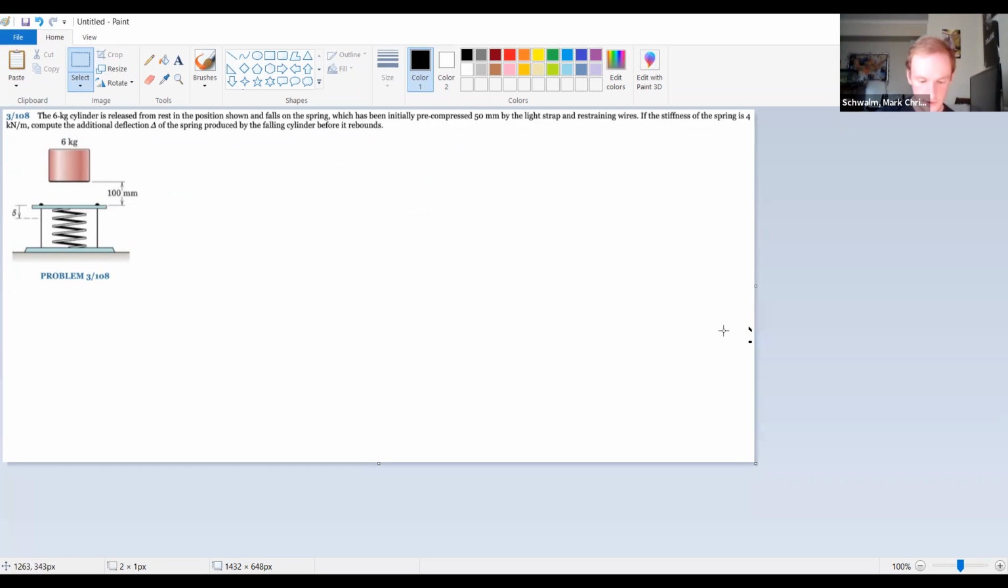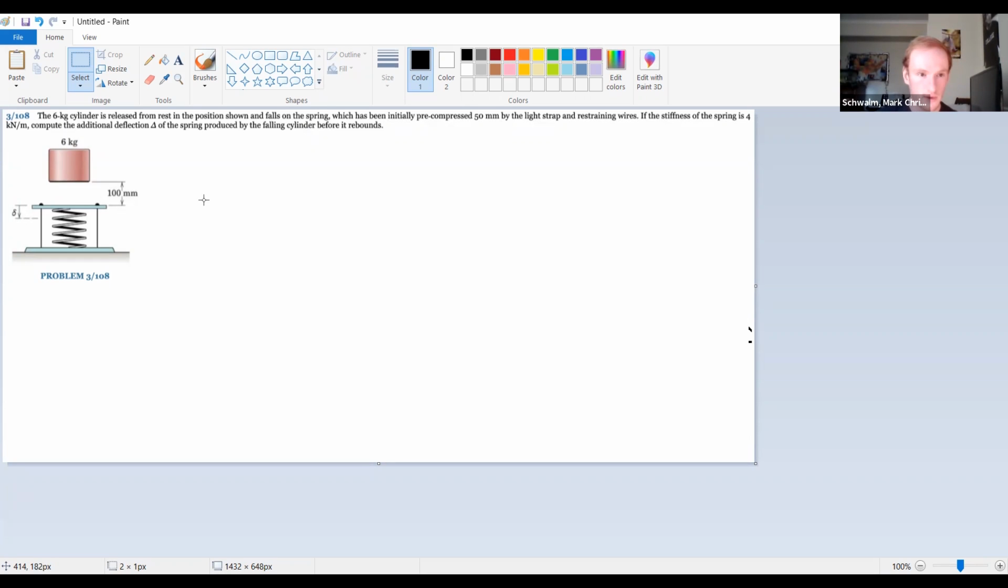All right, so we're going to go ahead and read this. The 6-kilogram cylinder is released from rest in the position shown and falls on the spring, which is initially pre-compressed 50 millimeters by a light strap and restraining wires. If the stiffness of the spring is 4 kilonewtons per meter, compute the additional deflection of the spring produced by the falling cylinder before it rebounds.